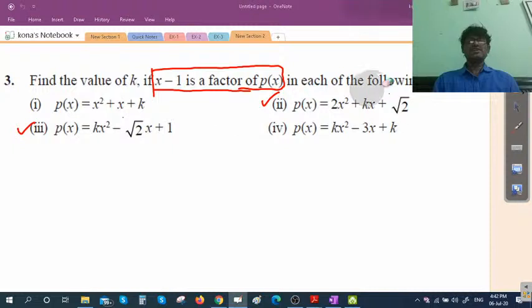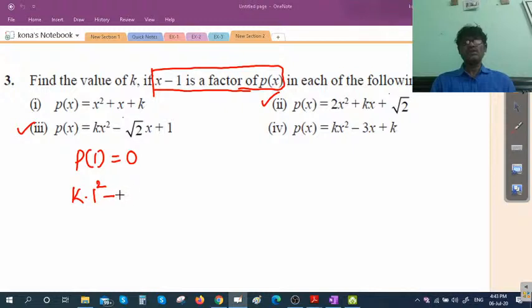Next is the third problem. What is that? p of x equal to kx square minus root 2 into x plus 1. Here, once again you see, x minus 1 is a factor of p of x. That means p of 1 equal to 0. Now p of 1 equal to 0 means you plug in x equal to 1. So k into 1 square minus root 2 into 1, in the place of x you write 1, then plus 1, which is equal to 0.